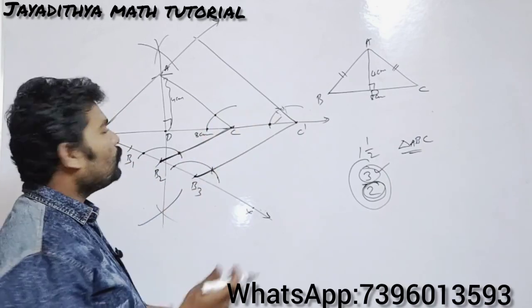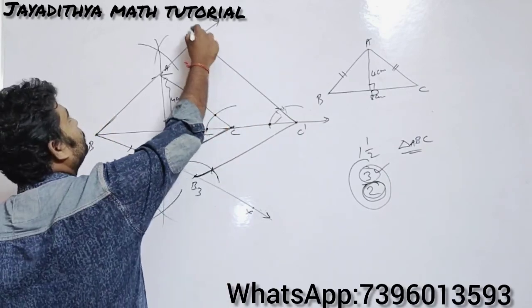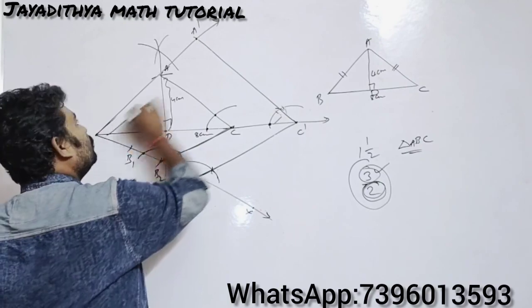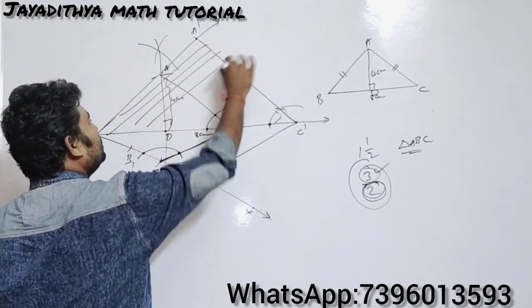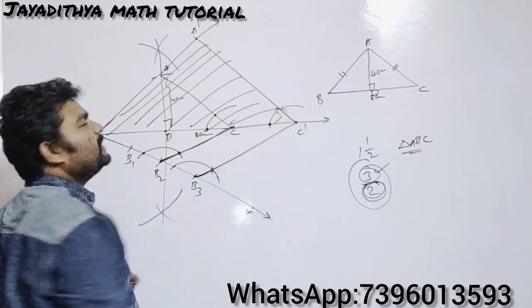So this is the figure. So what is our similar figure? So you mark this one as A dash. Now A dash, B, C dash will be our similar figure.